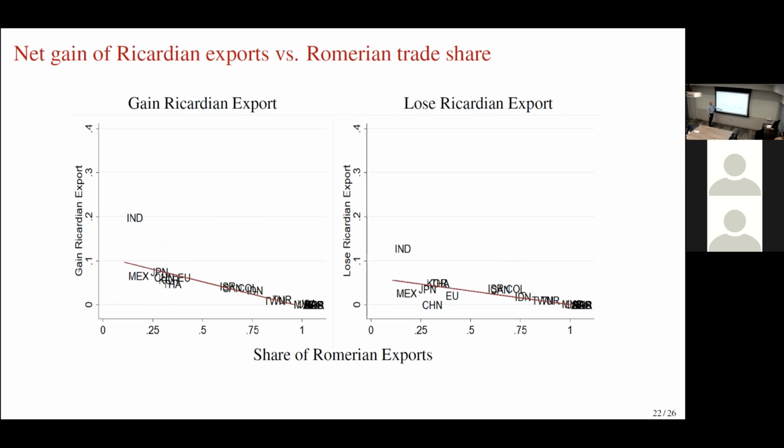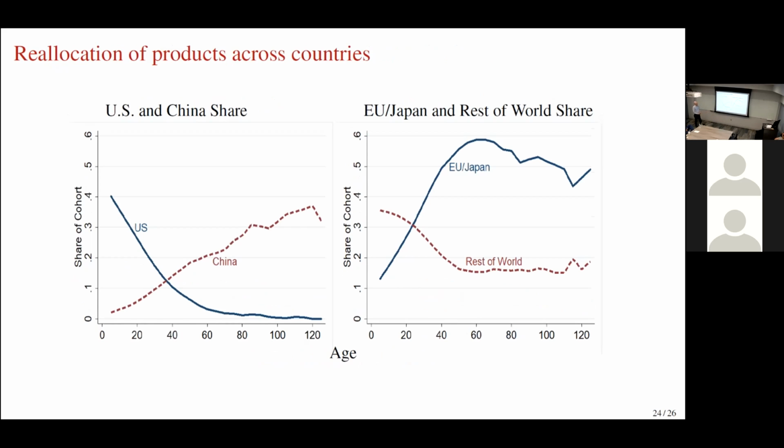Sorry, gain Ricardian exports. It's a share of Romerian. Yeah, I thought I had something else next. Let me skip that. Okay, this is what I was saying.